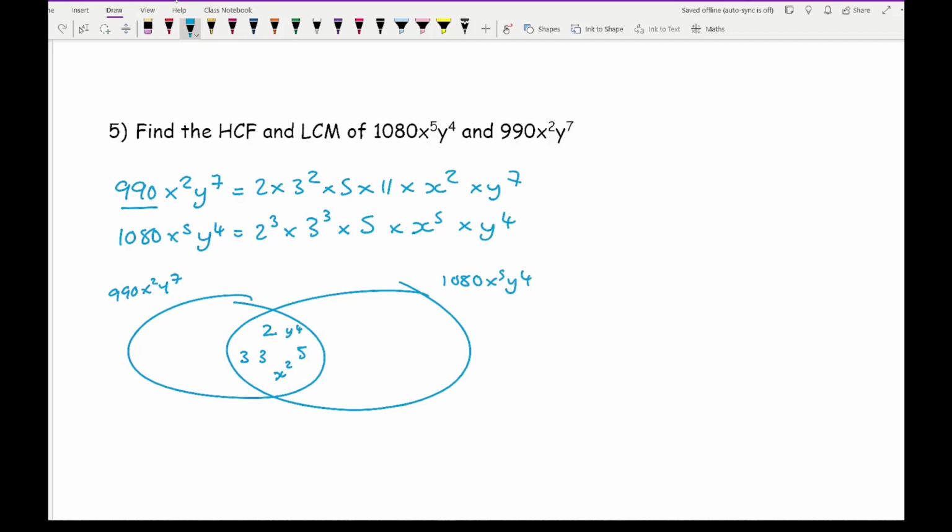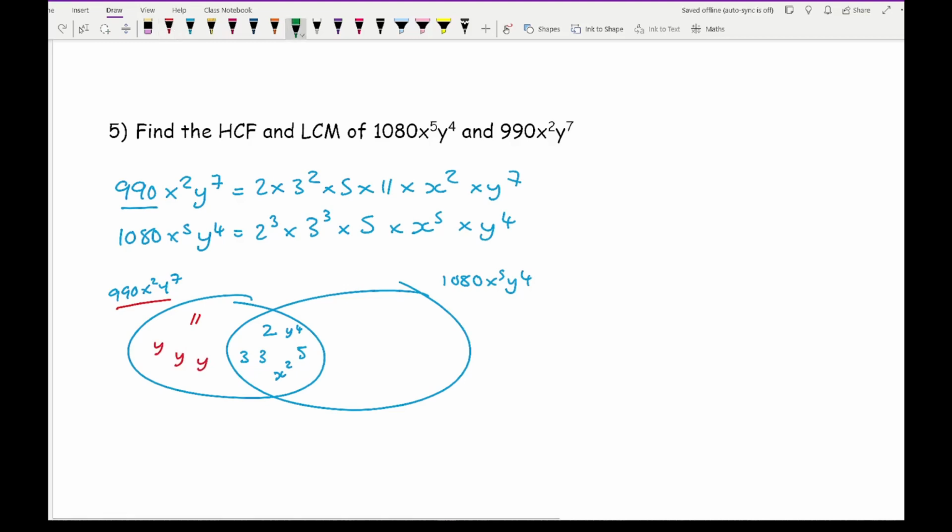So again, make sure you've got space inside your Venn diagrams and your ellipses to write numbers down. So then from this, looking at 990 x squared y to the power 7, I then look to myself and think, right, well, I've already got 1, 2, and I need 1, 2, so that's fine. I've got 3 squared, that's fine because I've got 2 3's in the circle. I've got a 5, and I've got a 5, but I haven't got 11, so let's stick 11 there. I've got x squared, and I've got x squared, that's fine. I need y to the power of 7, but I've only got 4 y's, so I need another 3 y's.